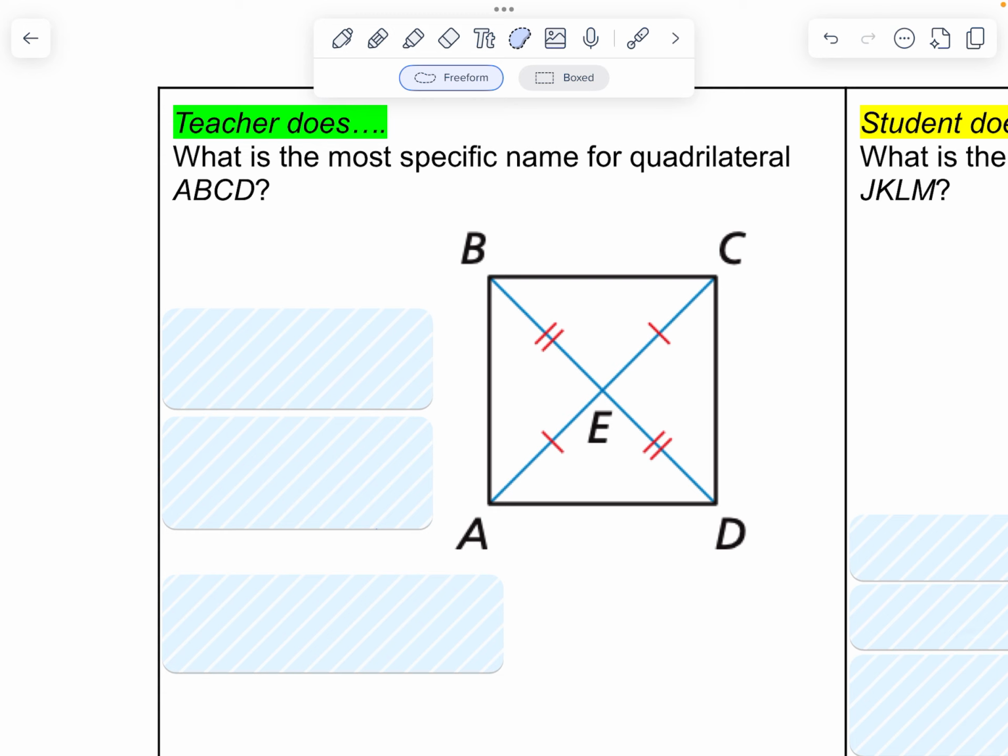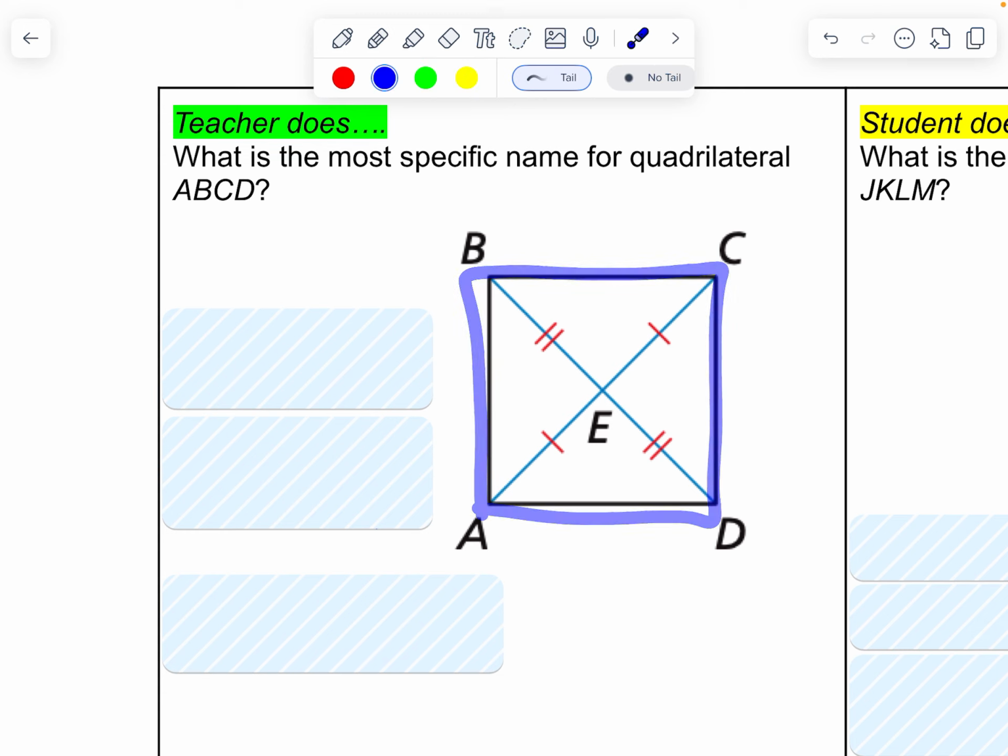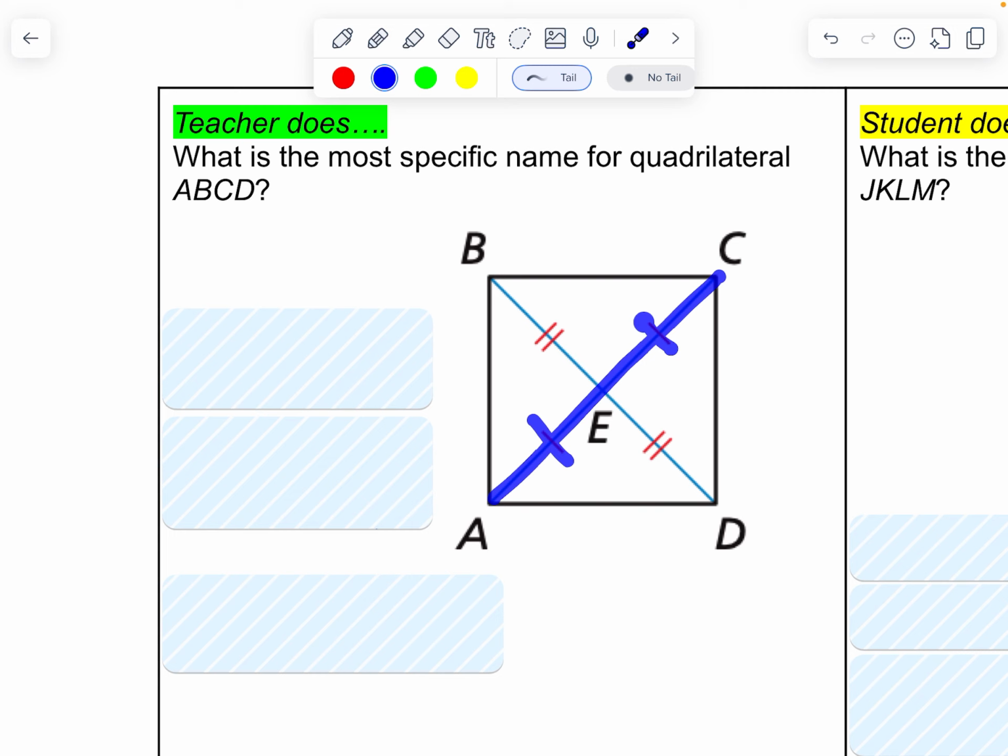What's the most specific name for this quadrilateral A, B, C, D? Well, I only know one thing about this quadrilateral: that AC is being bisected and that BD is also being bisected.